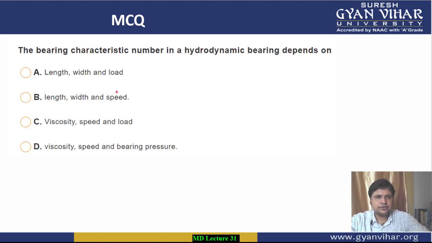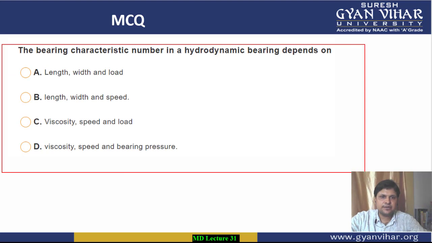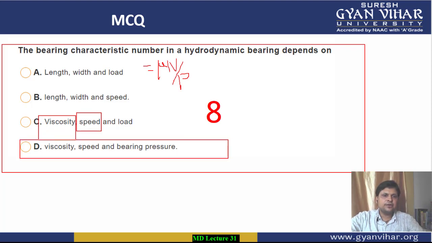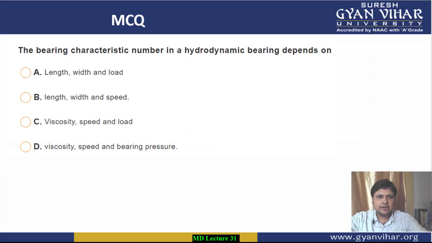Coming into multiple choice question number 8, the bearing characteristic number in a hydrodynamic journal bearing depends on... we all know bearing characteristic number is given by mu n by P. As per this formula, you can see viscosity, speed, two are correct in option C, but not the third. In option D, you can see viscosity, speed and bearing pressure. All three are given. So D is the correct option.